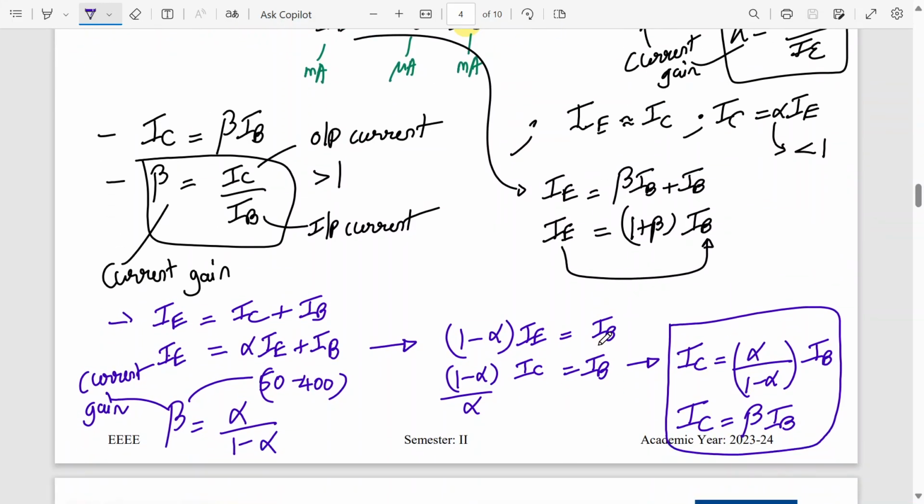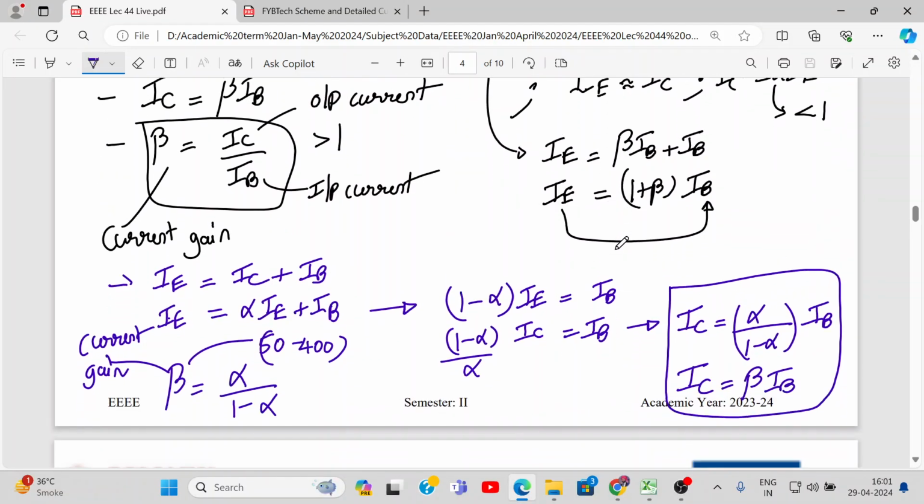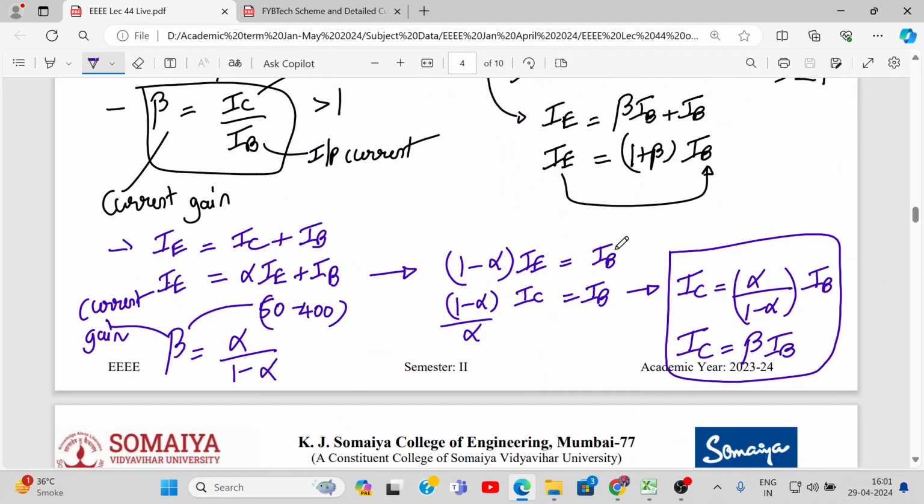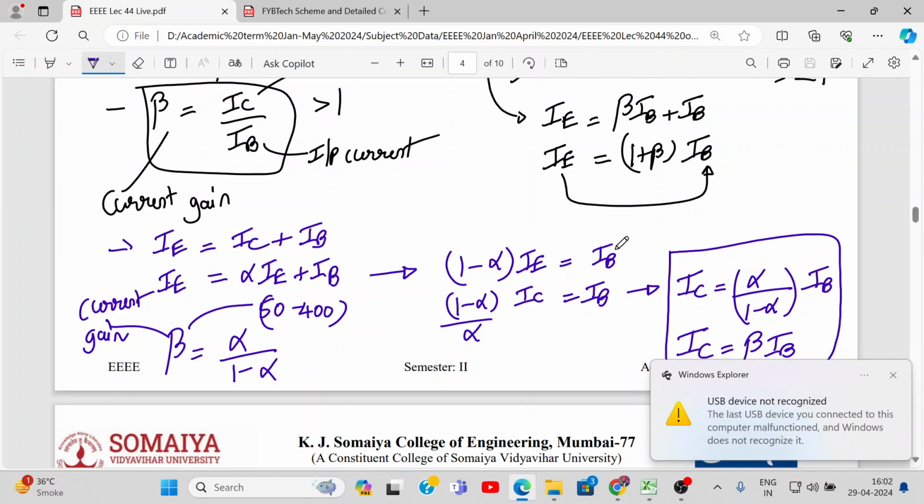Have you completed writing this, everyone? Yes, no, what? Please complete it fast.